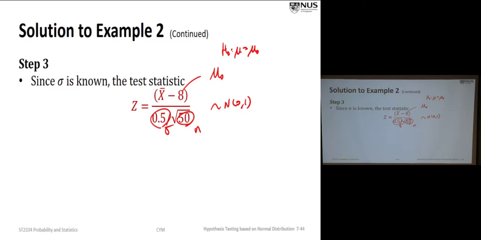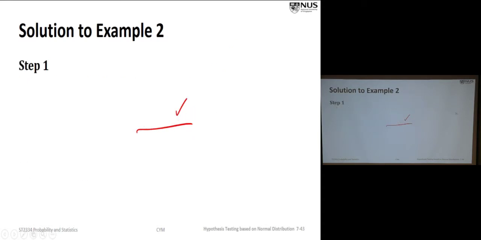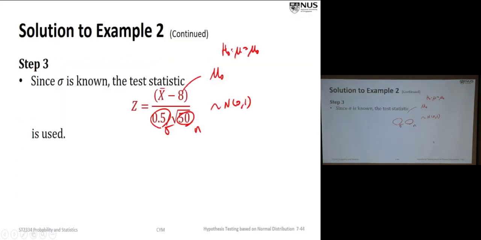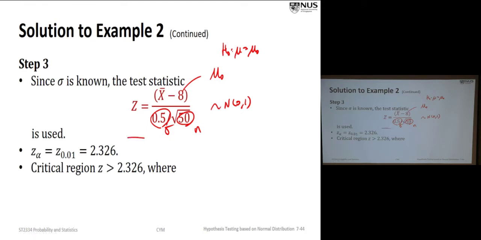Is the underlying distribution normal? So I go back to check the question. Is this given? I searched. I couldn't find the word normal. Then I asked, what is the distribution of this? What is the distribution of X bar minus mu over sigma over root n? Is this still standard normal?